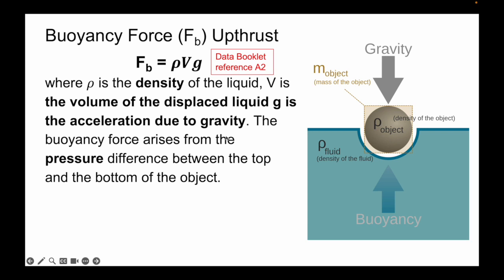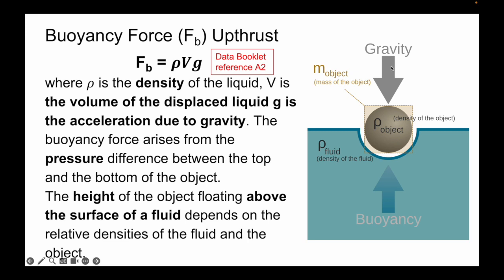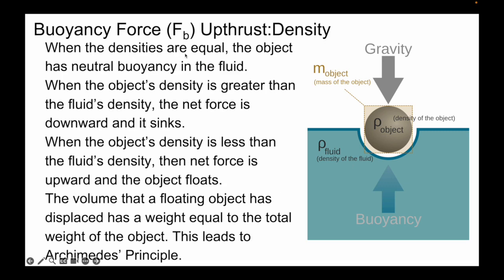And the buoyancy force arises from the pressure difference between the top and the bottom of the object. So we've got a pressure here and a pressure here, and it could be different, and that's really how it floats or doesn't float. The height of the object floating above the surface of the fluid depends on the relative densities of the fluid and the object. So when the densities are equal, the object has neutral buoyancy in the fluid. When the object's density is greater than the fluid's density, the net force is downwards and it sinks.